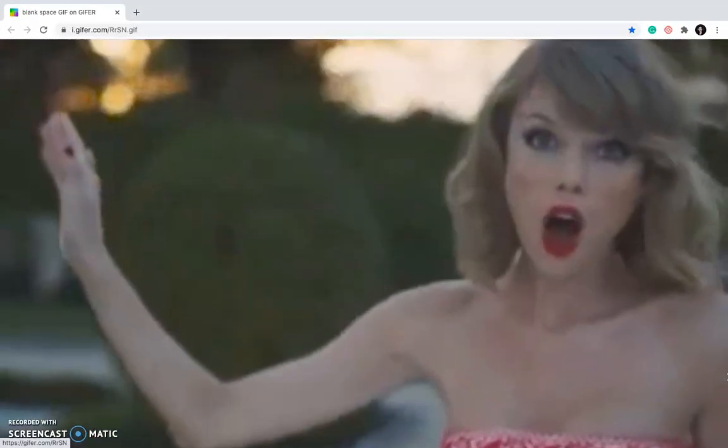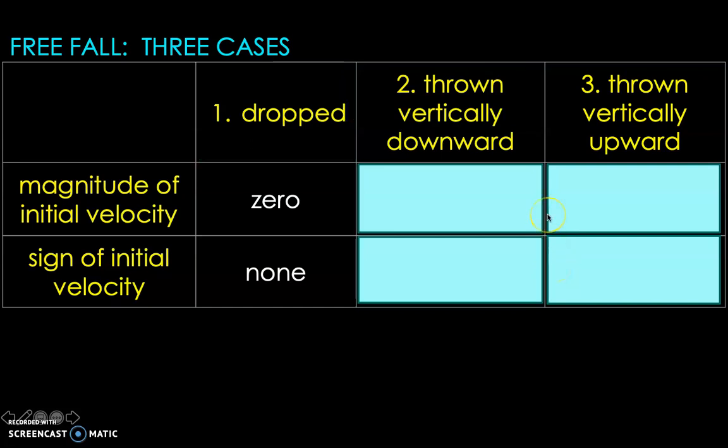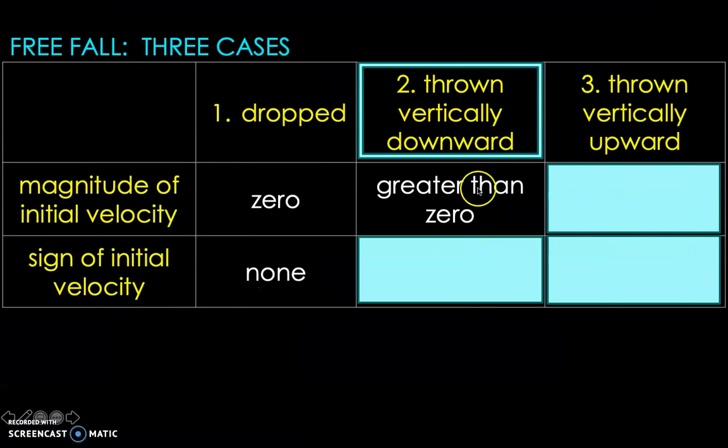Now, Taylor Swift would have been harsher, and she would have done case two free fall instead, which is thrown vertically downward. And when you say thrown vertically downward, it's kind of harsher for that cell phone's fate, because in case two free fall, it is thrown vertically downward, therefore the magnitude of the initial velocity is greater than zero, okay?